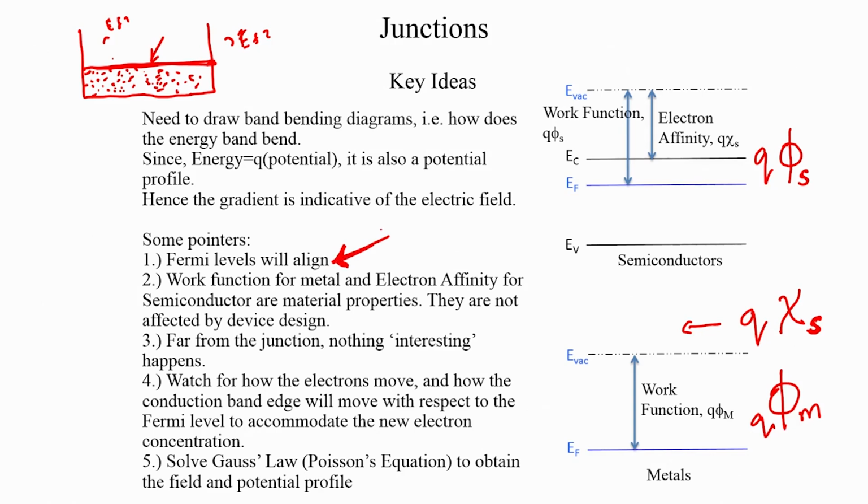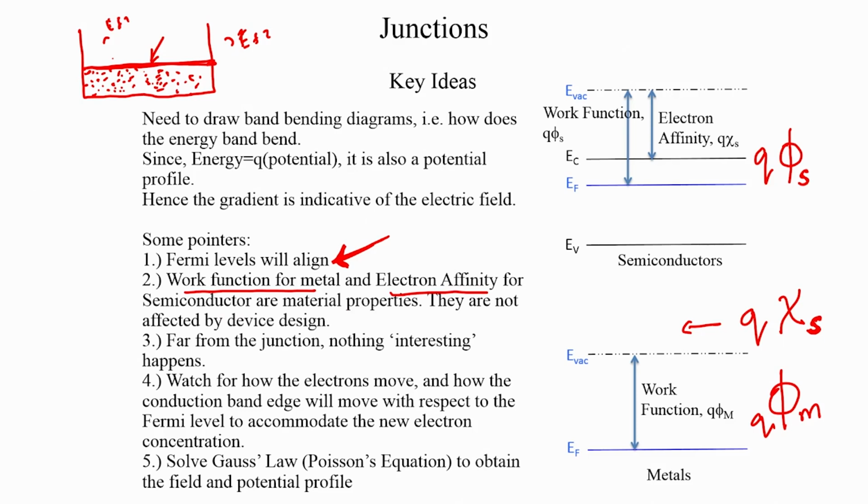So, the first point in order to understand what happens to the conduction band edge, valence band edge and the Fermi level is to note that the Fermi levels will align the moment you create a junction. That is the first point. The second point is something that we have already discussed, which is that the work function for a metal will always be a constant, and the electron affinity for a semiconductor will always be a constant. Okay. So, these two will not change.